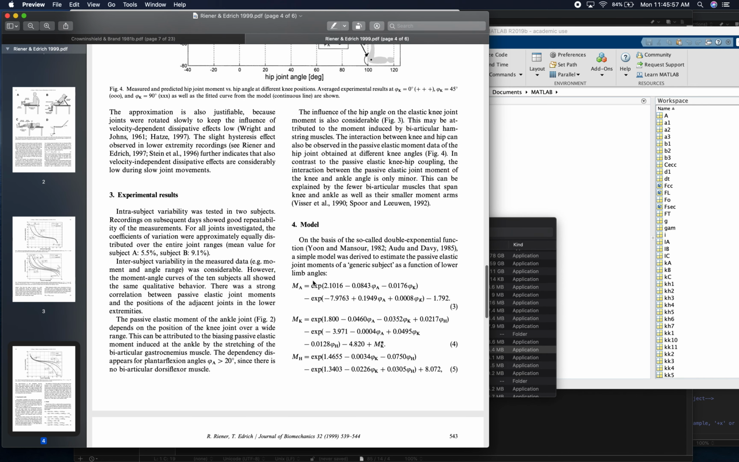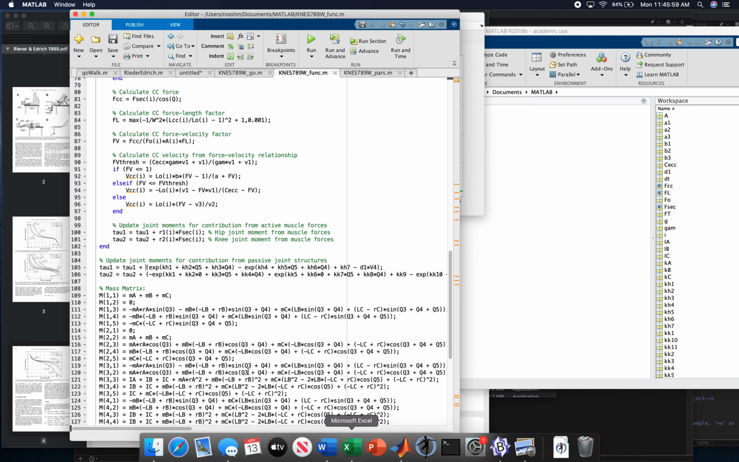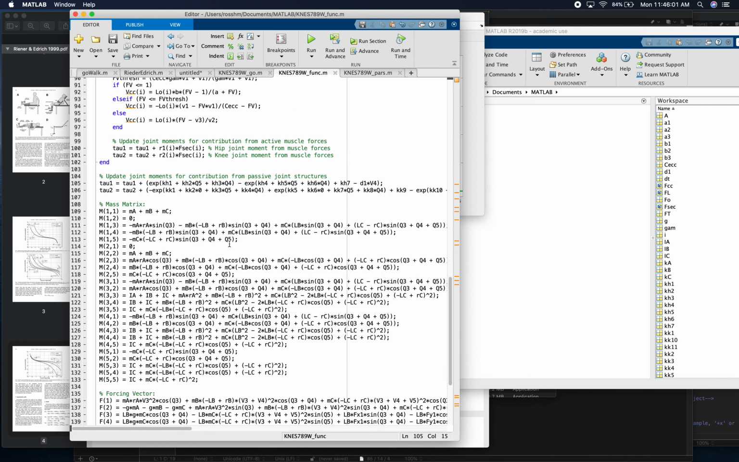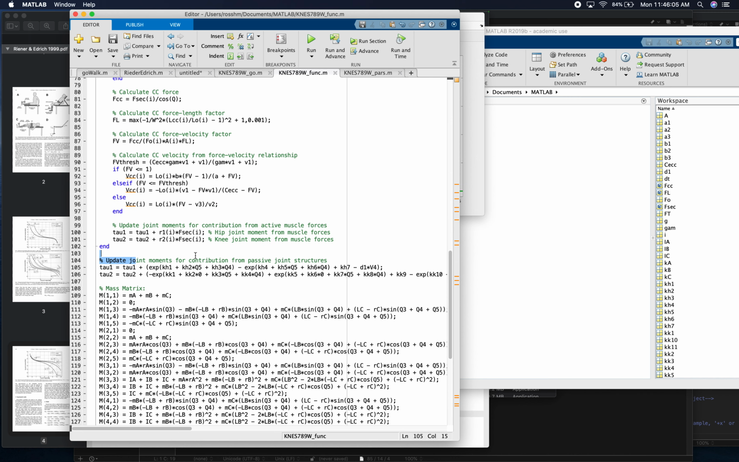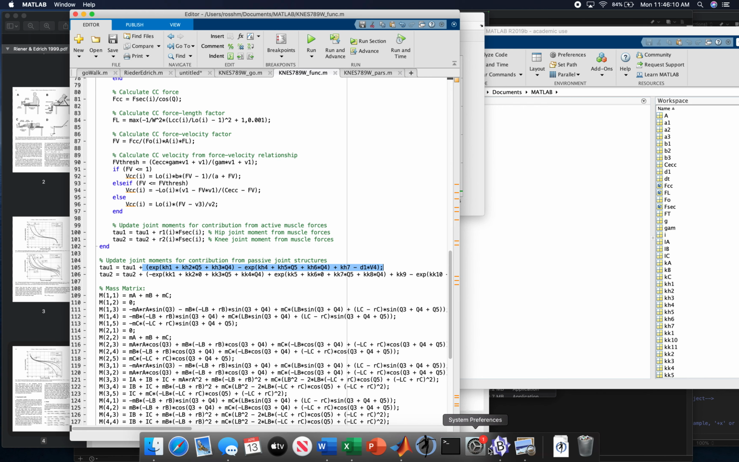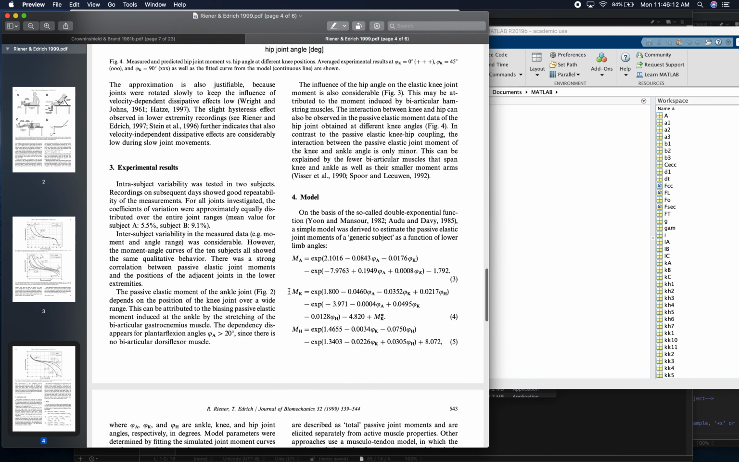Okay, so those expressions that I pasted into my model here, down where I am updating my joint moments to account for passive contributions from joint structures, those are these expressions here from Reiner and Adrich, which are defining the passive moment at the knee joint and the passive moment at the hip joint. Okay. I went ahead and did this outside of class on my own rather than having you guys do it because it's kind of a pain in the neck.